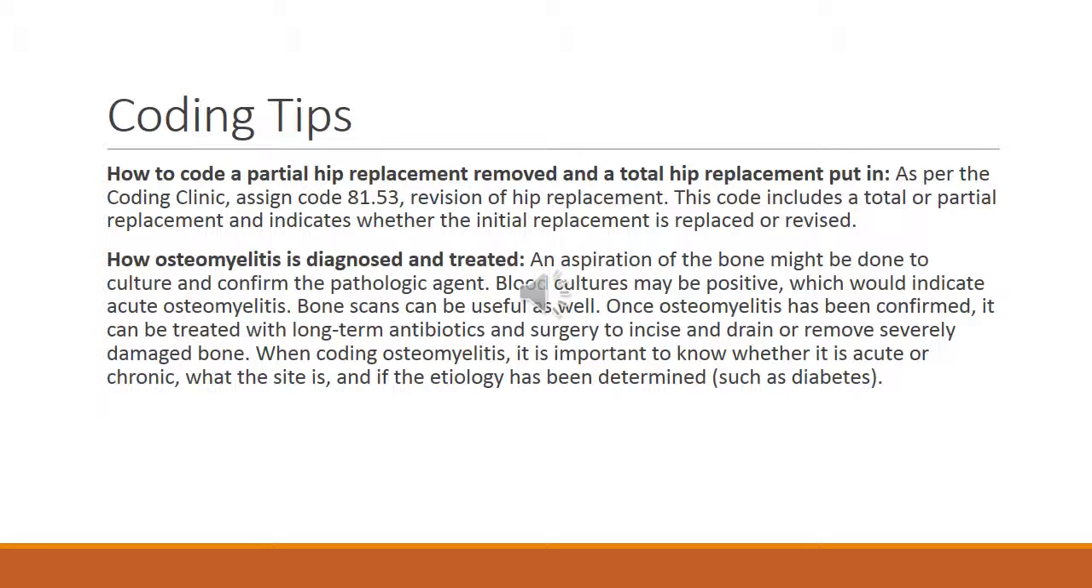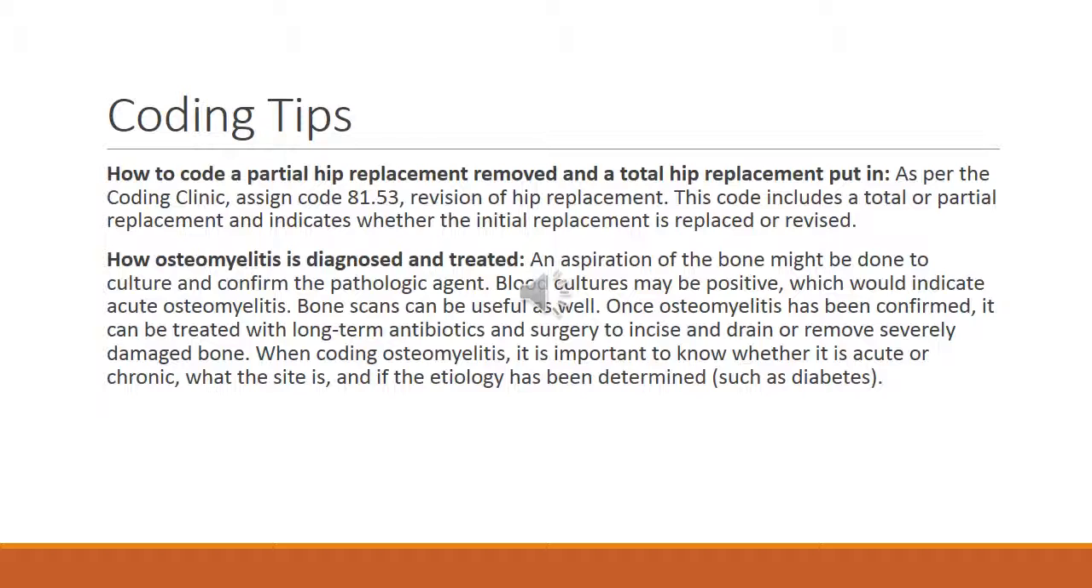Now, how osteomyelitis is diagnosed and treated. An aspiration of the bone might be done to culture and confirm the pathologic agent. Blood cultures may be positive, which would indicate acute osteomyelitis. Bone scans can be useful as well.